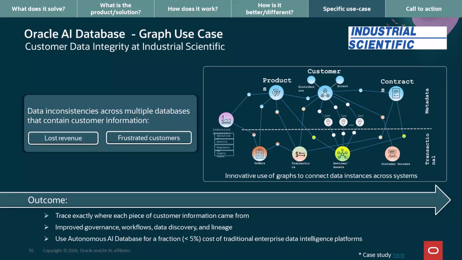They used graph technologies to integrate data across systems, identify which customers were actually the same, and detect missing invoices and overdue payments. They improved governance and workflows at less than 5% of the cost of traditional data governance tools.